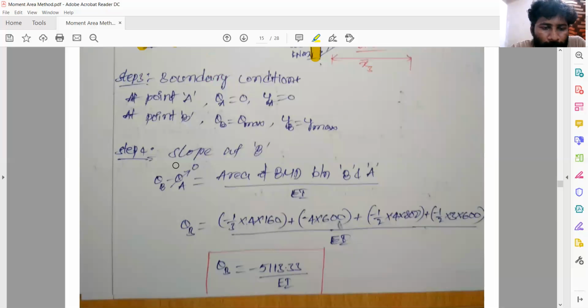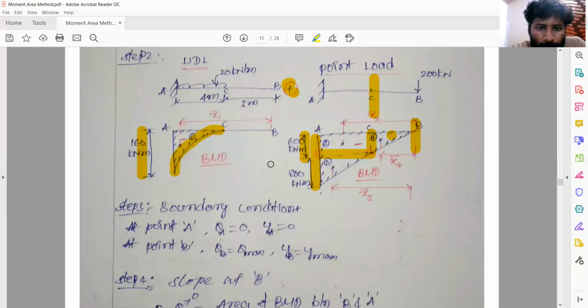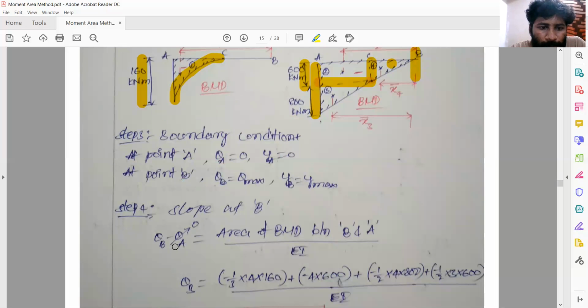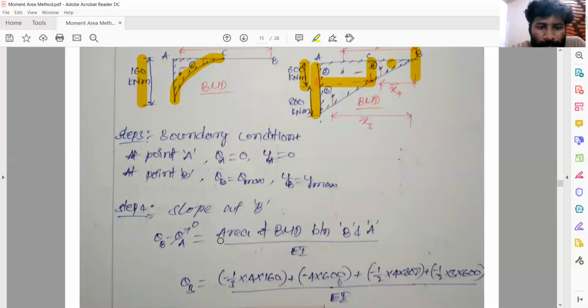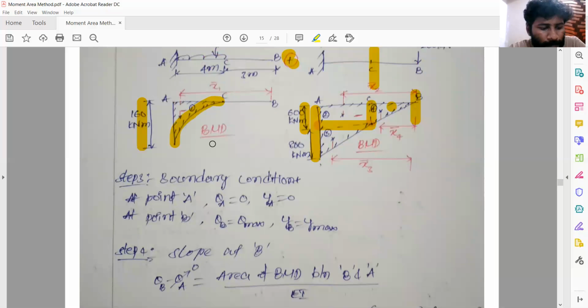So we take the slope at B. We know the slope at B is what we want to find. The change in slope between the two points B and A is theta B minus theta A, the area of the BMD between B and A divided by EI. So the area of the BMD between B and A is this area we have to take: area 1, area 2, area 3, area 4.